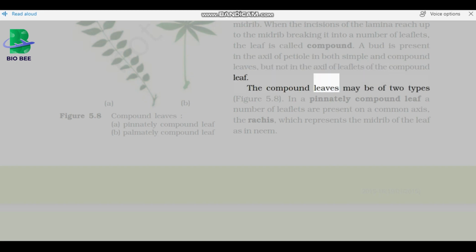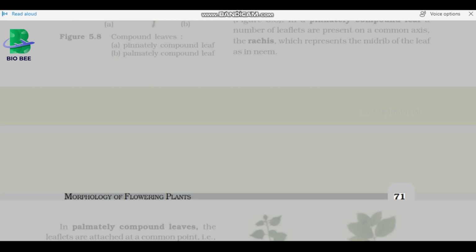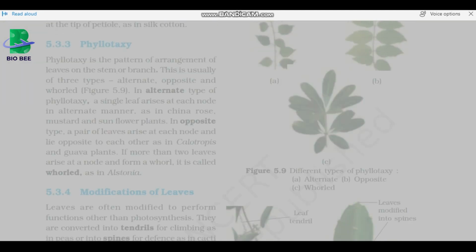The compound leaves may be of two types. Figure 5.8. In a pinnately compound leaf, a number of leaflets are present on a common axis, the rachis, which represents the midrib of the leaf, as in neem. In palmately compound leaves, the leaflets are attached at a common point, i.e., at the tip of petiole, as in silk cotton. 5.3.3 Phyllotaxy.